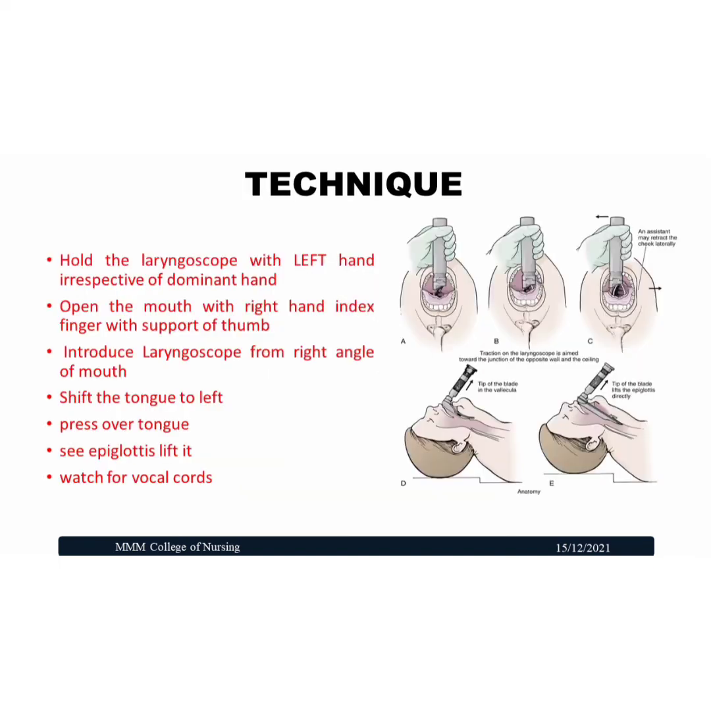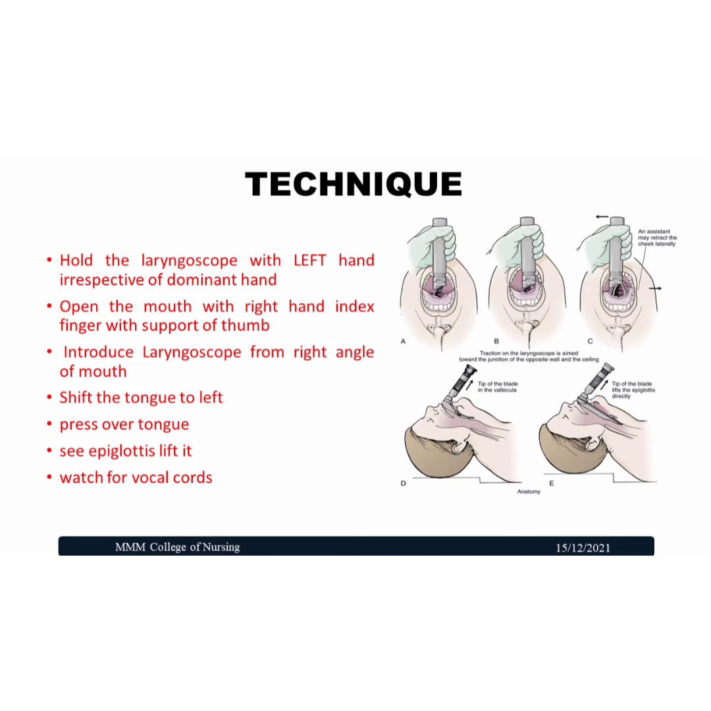Hold the laryngoscope in the left hand irrespective of the dominant hand, and open the mouth with the right hand index finger with the supported thumb. Introduce the laryngoscope from the right angle of the mouth, shift the tongue to the left and press over the tongue, see the epiglottis lifted, and watch over the vocal cords.